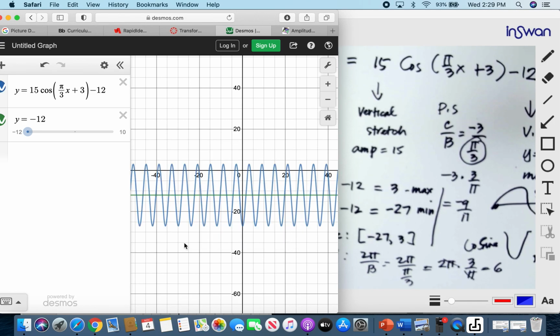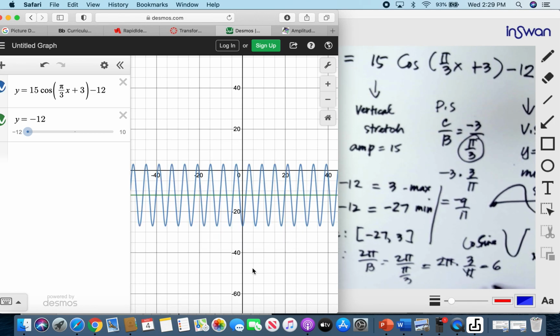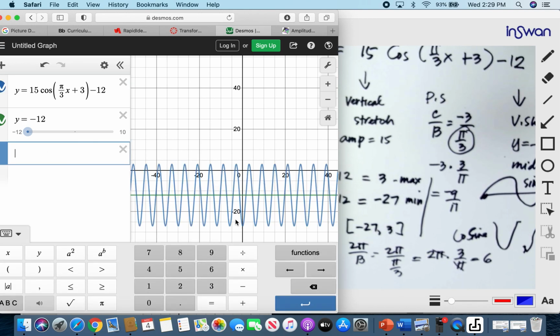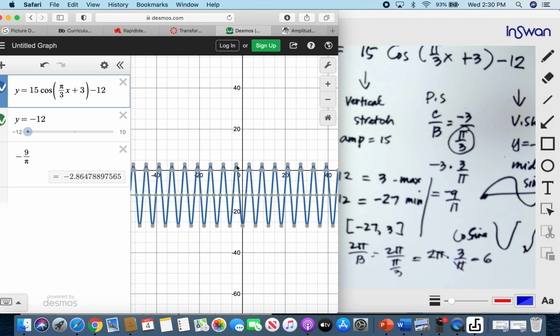Now, talking about how to identify the period, we know that the period is 6, but if you're going to look at the graph, this is our first critical point, which is negative 2.865. How do you know that? That's actually our horizontal shift. So if we divide negative 9 by pi, you would see that it's equivalent to negative 2.86, which is actually the horizontal shift of the graph. You can see it here.